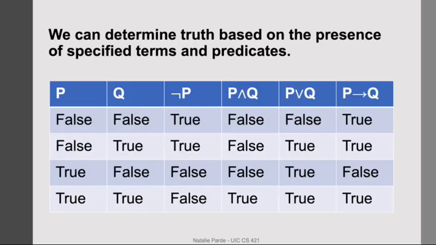Specifically, we can determine truth as indicated by a meaning representation based on the presence of specified terms and predicates. For example, if P is false, then not P is true. And if P and Q are individually false, then P and Q connected using a logical and are false, as are P and Q connected by a logical or, but P implies Q is true. The full truth table for the basic set of terms and corresponding logical connectives is provided here.